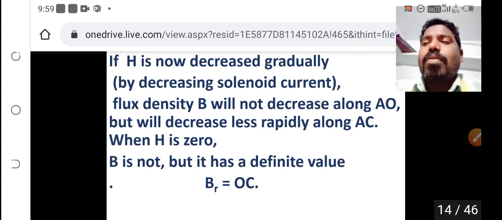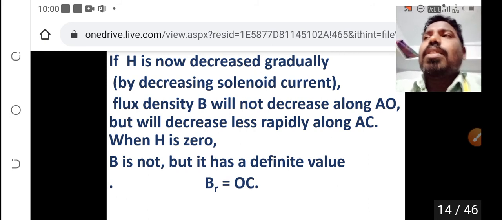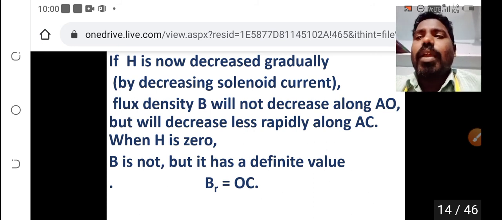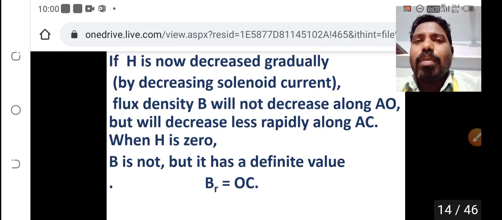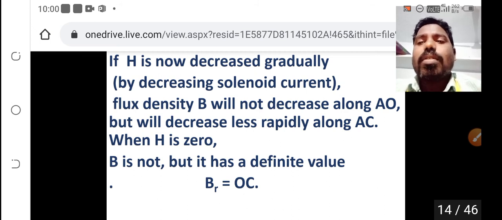So why is the value of B not 0? Because even if you reduce the value of H to 0, the magnetic material, the sample, will still have at least a little magnetic property. That is called the remanent property. Because of the remanent property, the value of B is not 0, as we can see here.